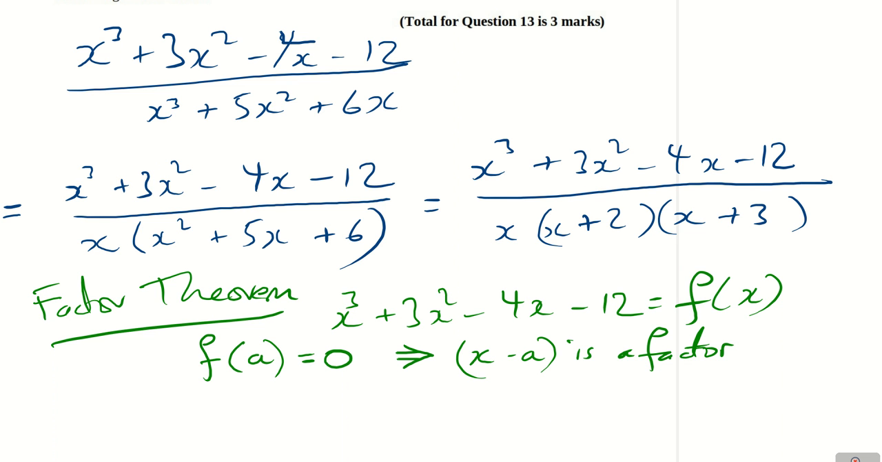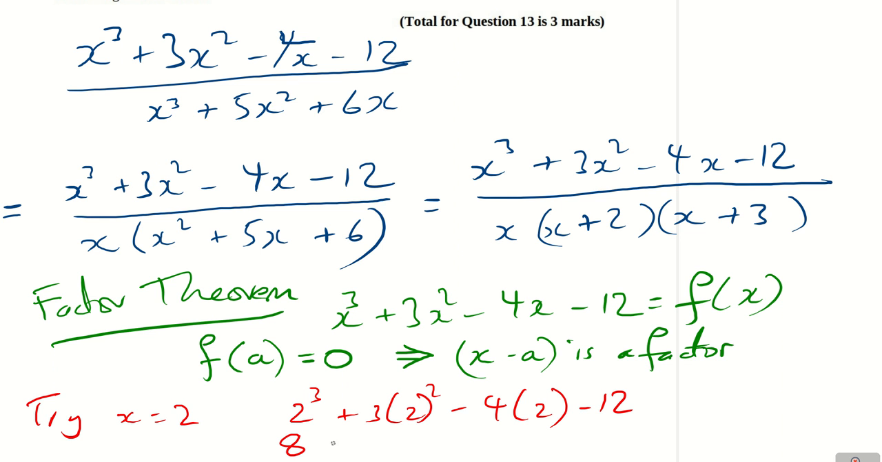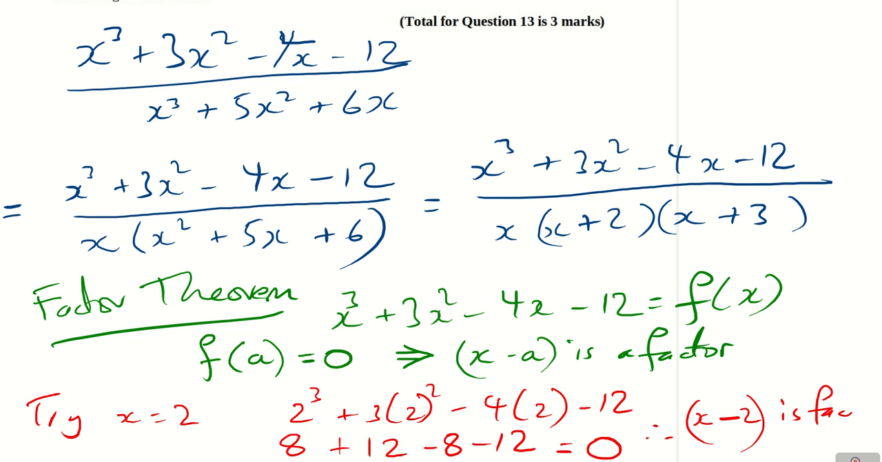However, if we try x equals 2, we're going to get 2 cubed plus 3 times 2 squared minus 4 times 2 minus 12. Now 2 cubed is 8, plus 3 times 2 squared, which is 3 times 4, which is 12, minus 8 minus 12. Yes, that equals 0. Therefore, we know that x minus 2 is a factor. So we've got one of the factors of the numerator.